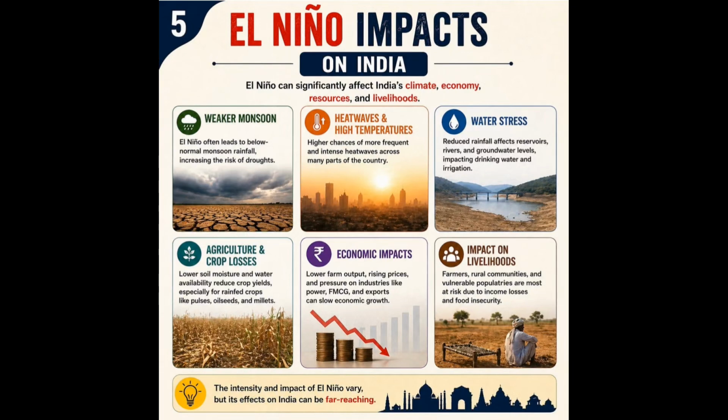Water stress. Reduced rainfall affects reservoirs, rivers, and groundwater levels, impacting drinking water and irrigation. Agriculture and crop losses. Lower soil moisture and water availability reduce crop yields, especially for rain-fed crops like pulses, oilseeds, and millets. Economic impacts. Lower farm output, rising prices, and pressure on industries like power, FMCG, and exports can slow economic growth. Impact on livelihoods. Farmers, rural communities, and vulnerable populations are most at risk due to income losses and food insecurity.